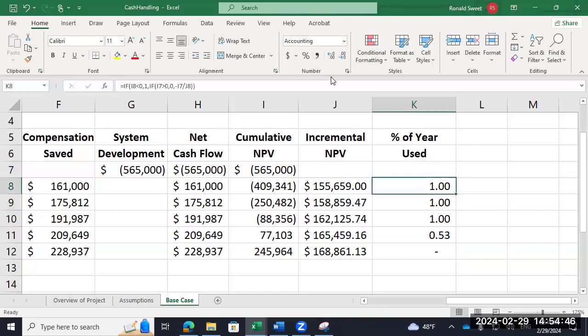All right, so let's look at it. We needed all of this year. Why? Because we're still negative net present value. We needed all of this year because we're still negative net present value. Still negative net present value.